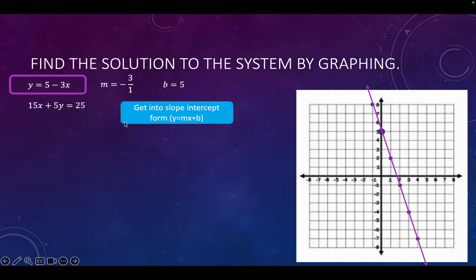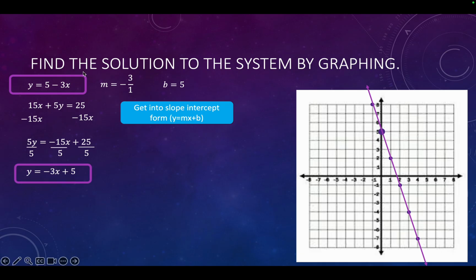Let's get this into slope-intercept form. You can see if we use standard form, 25 divided by 15 isn't going to be a nice number. If we don't want to deal with that, we can turn it into slope-intercept form by moving the x over and then dividing everything by 5. And we get y equals -3x plus 5.